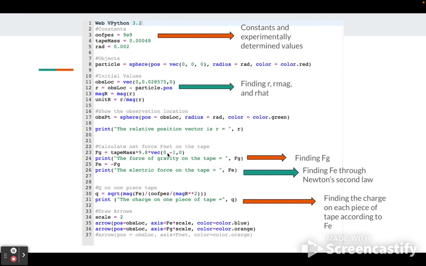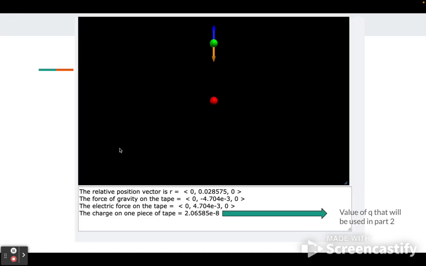And then because the forces are balanced at this point, because the net force on the tape is 0, we know that Fe has to equal negative Fg, which is this line right here. And then to find the charge on one piece of tape, we use this equation right here. And then in this equation, we need to use the electric force that we found in a couple lines before. That code creates this model, which shows us the relative position vector, the force of gravity, and the electric force. So this is the gravity, and that's the electric force. And then we found that the charge on one piece of tape is 6.058 times 10 to the negative 8 coulombs. We will use this value in part two.